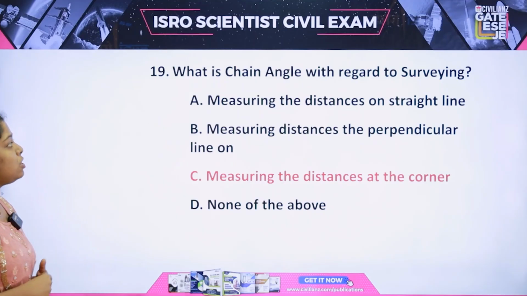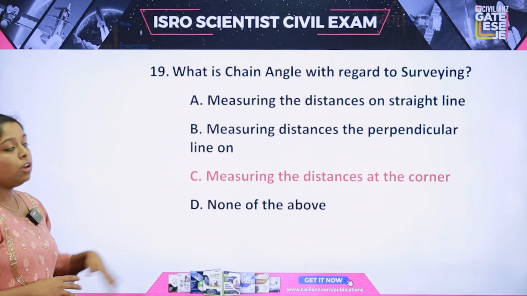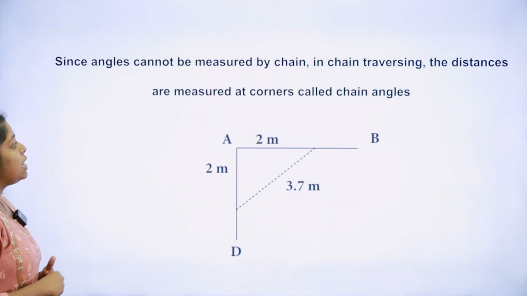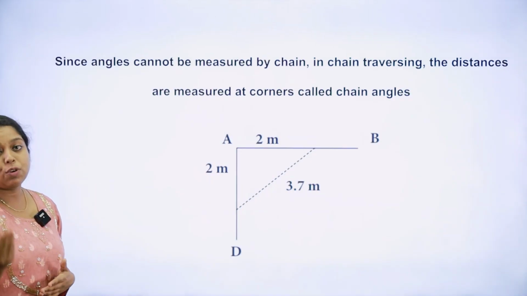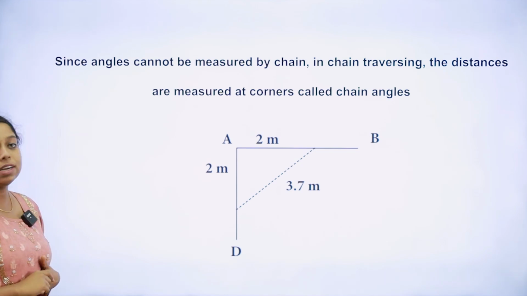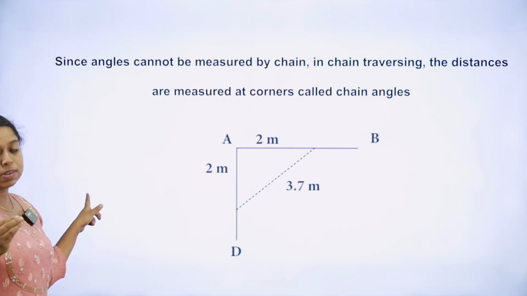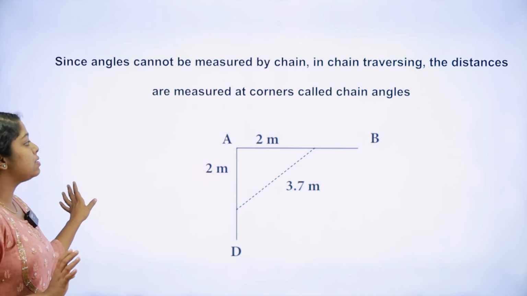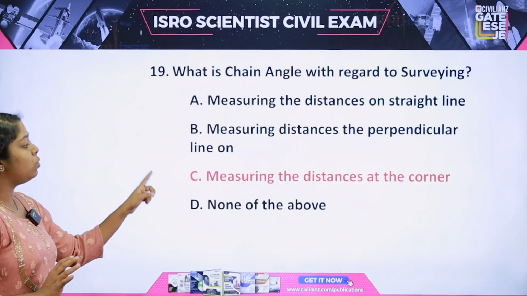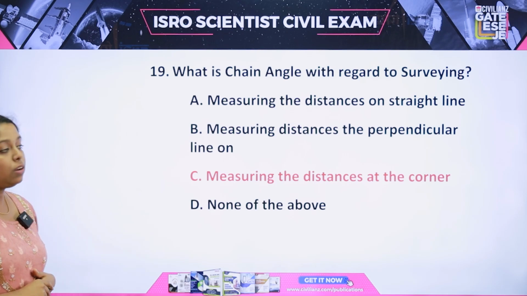Moving on to the 19th question. What is chain angle with regard to surveying? So we know that in chain traversing sometimes angles cannot be measured. In such cases, we will be taking the distances at the corners. The process of taking distances at the corners is called chain angle. So chain angle is basically measuring the distances at the corner.